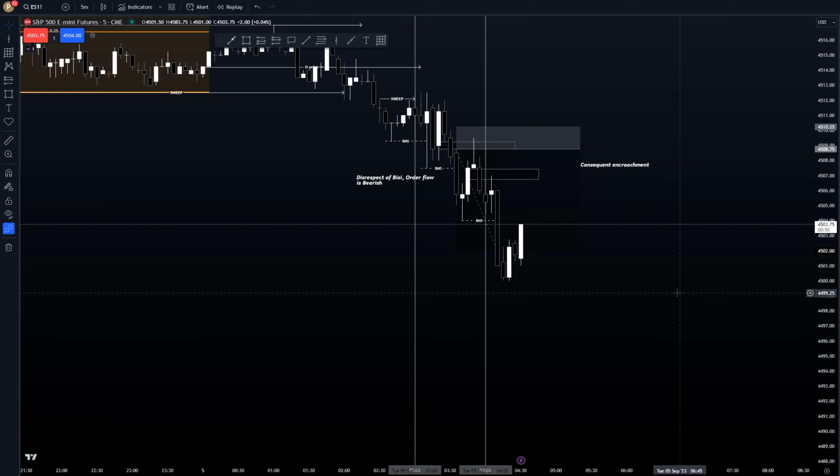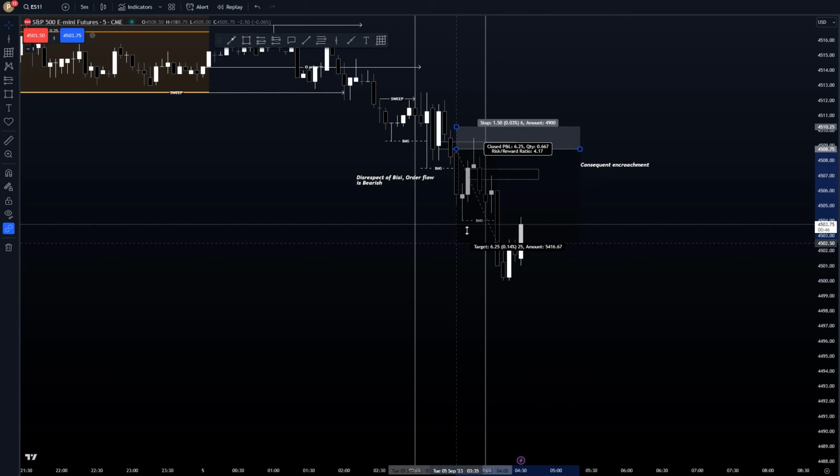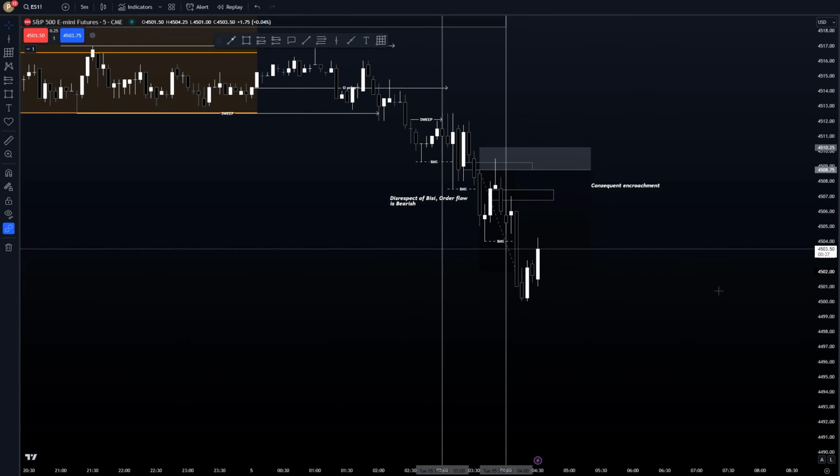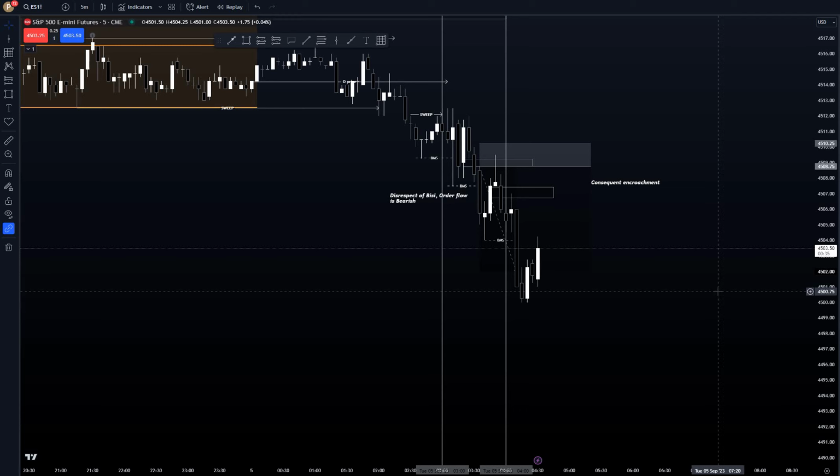You make $250 from 5 handles. Right here, this is 5 handles right here. That is not a lot. 5 handles is super easy. You make $250 in one trade. You don't have to trade the rest of the week.